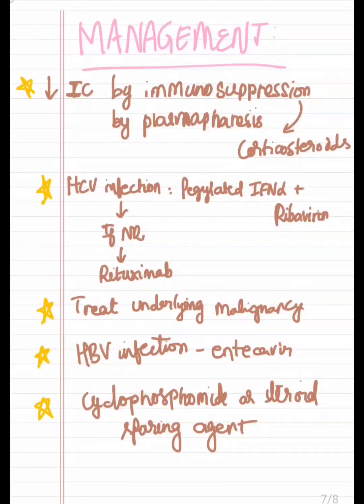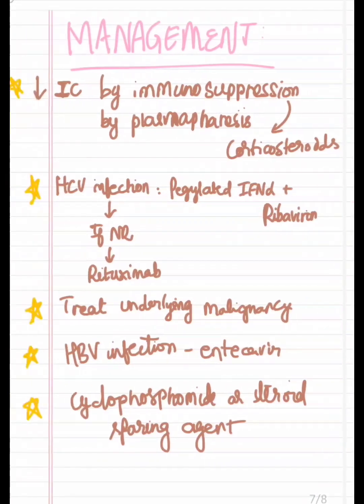And if there's no response even with large doses of corticosteroids and rituximab, you can go for cyclophosphamide, which is a very great steroid sparing agent. Of course, for later stages of disease, we can do plasma exchanges, or we can go with other immunosuppressive agents.